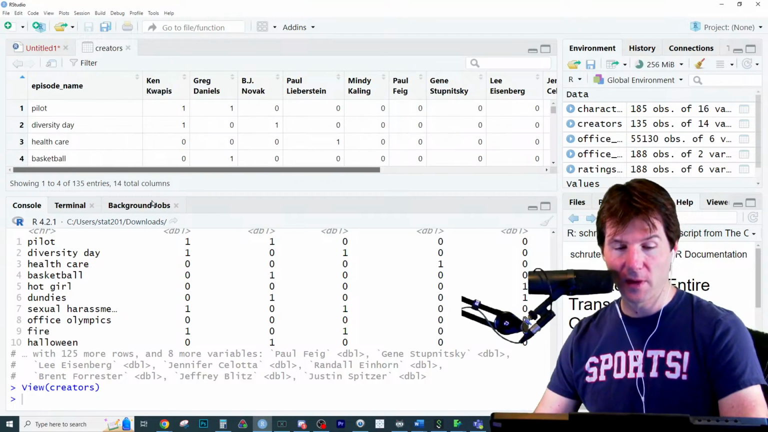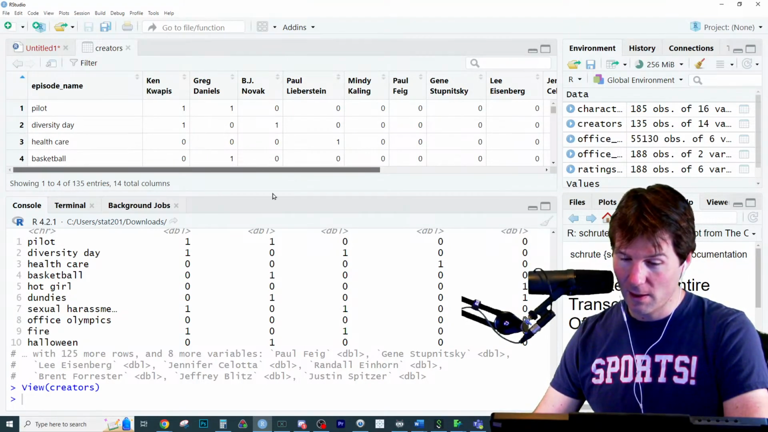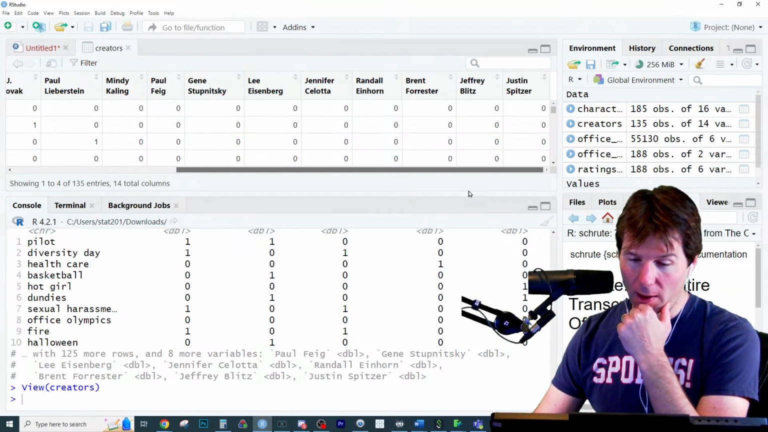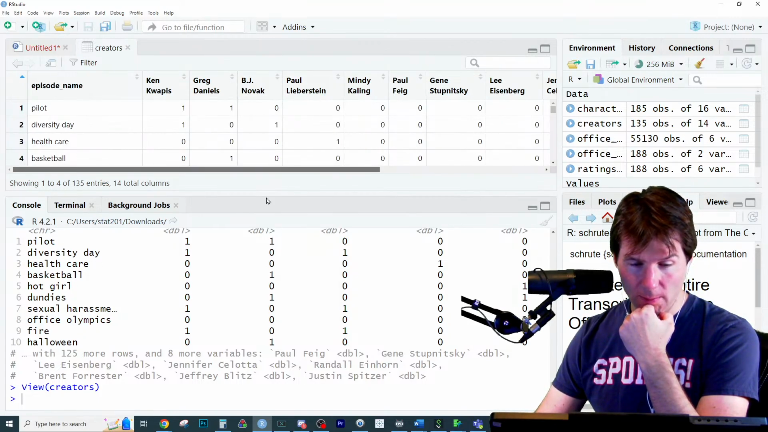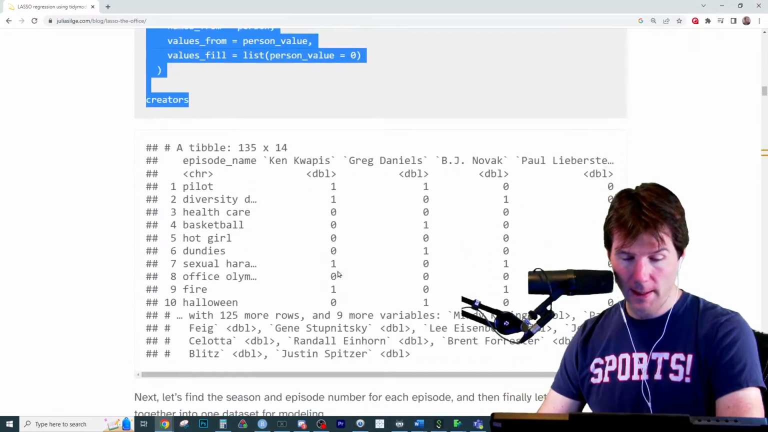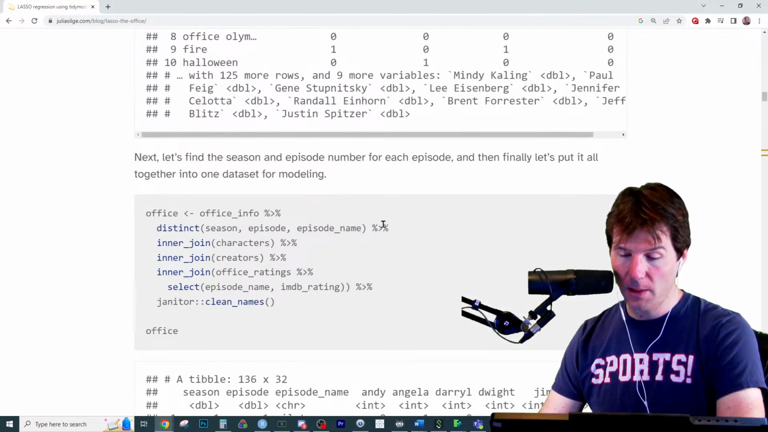We could look at the count of observations. Everyone from Gene Stupinski, Lee Eisenberg. Oh, I think I've heard of Lee Eisenberg. They've done a lot of stuff. But yeah, pretty cool right there. So there's the creators. Next, we go right here. Next, let's find the season's episode number for each episode. And then finally, let's put it all together into one data set for modeling.